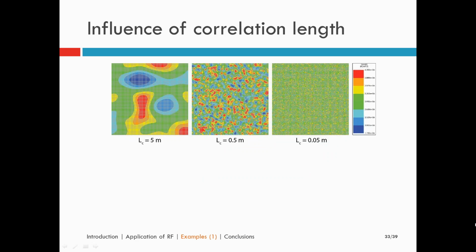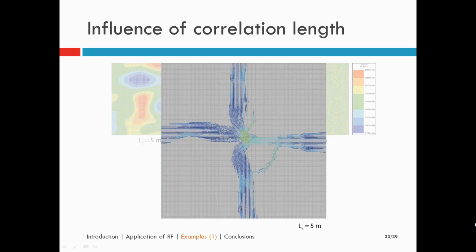Then I will show the influence of the correlation length. Here you can see three generated fields for the tensile strength with different values for the correlation length. Now you will get some insight into what happens to the generated random field and also the crack pattern. First we'll look at the crack pattern where a correlation length of 5 meters is used. This is the same as we've seen earlier, a quite broad crack pattern.